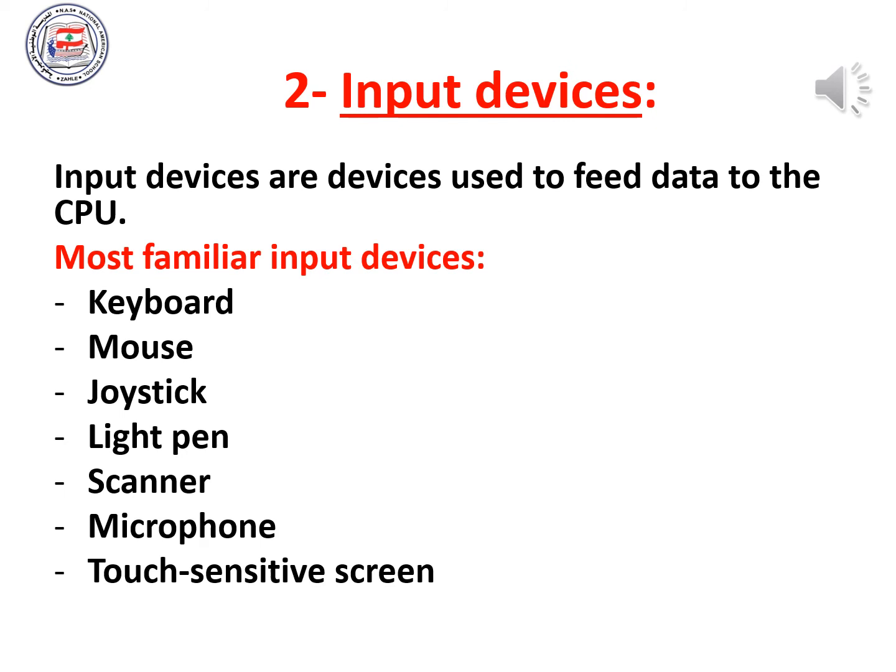Second, input devices. Input devices are devices used to feed data to the CPU. So they are devices that we use to enter data into the computer and feed the data to the central processing unit. The most familiar input devices are the keyboard, the mouse, the joystick, the light pen, the scanner, the microphone, and the touch-sensitive screen. When you type on the keyboard, you are entering data into the computer and feeding the data to the CPU. When you use the scanner, you are entering information into the computer. So these are called input devices because we put data into the computer.